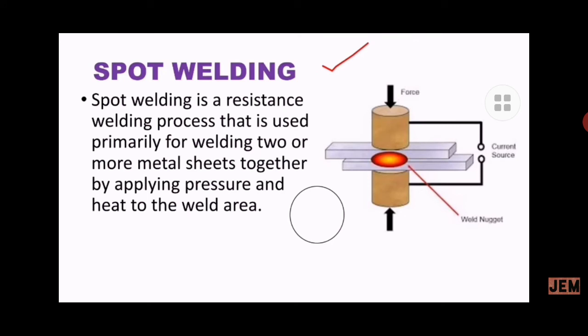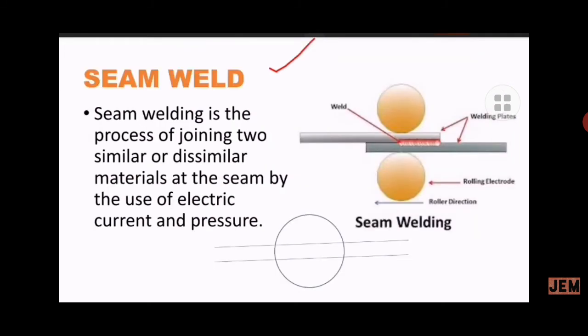Spot welding. The next type is spot welding. Spot welding is a resistance welding process, which is primarily for welding two or more sheets, applying pressure and heat to the weld area. The two sheets are welded with the help of spot weld.